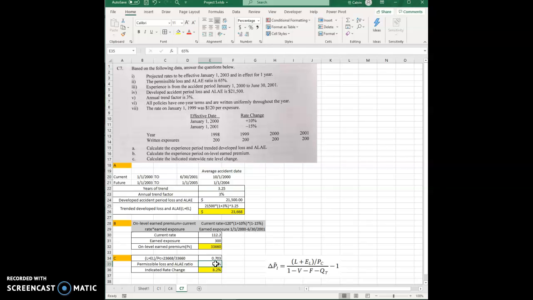And the permissible loss and ALAE ratio is given right here, 65%. So the indicated rate change, we just plug the numbers in, use the L plus EL divided by PC, divided by the permissible loss and ALAE ratio, minus 1. The formula is right here. The final answer is 8.2%.